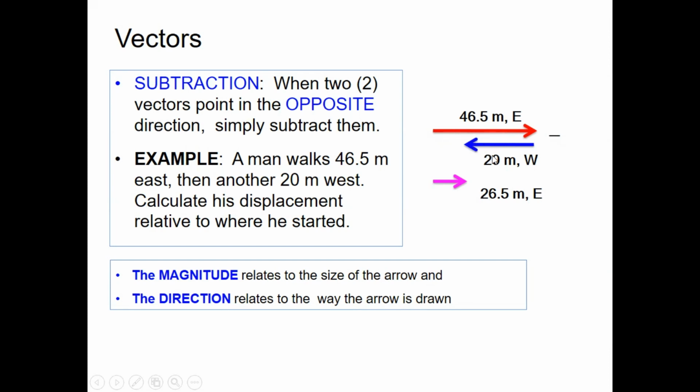So relative displacement is basically the net answer of these two vectors. We subtract them if the two vectors are pointing in opposite direction, and simply we are going to subtract their magnitude and show the direction according to the maximum vector's direction. The magnitude relates to the size of the arrow, and the direction again is the way that we draw the arrows.